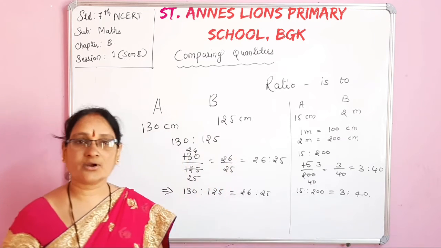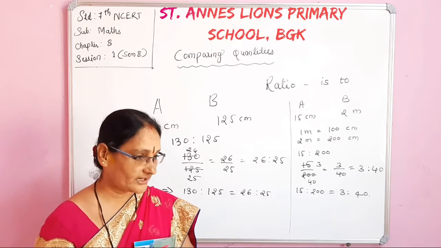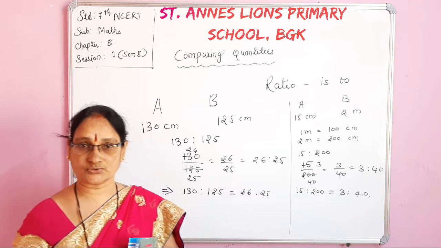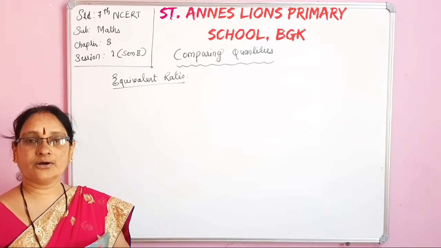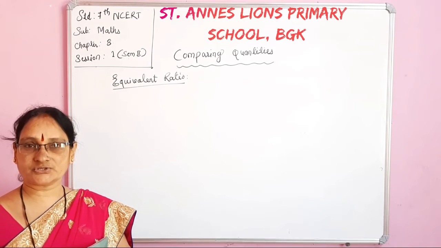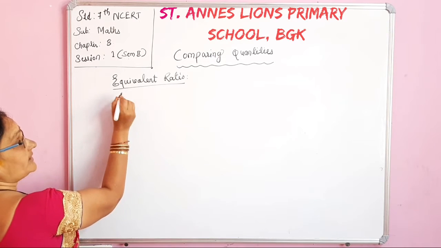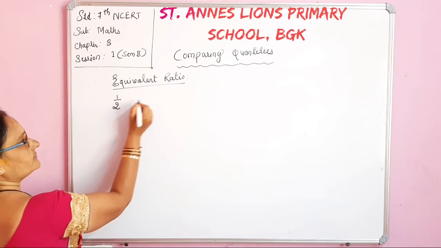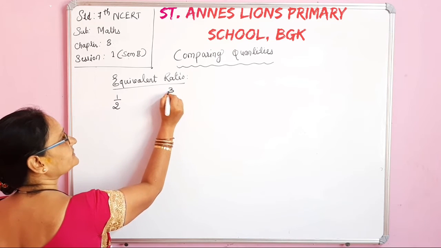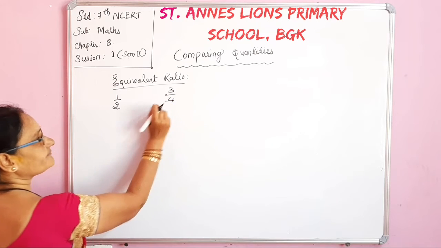These two are called equivalent ratios. So now we learn about the equivalent ratio. What are these equivalent ratios? Suppose one quantity is 1 by 2 and another quantity is 3 by 4.